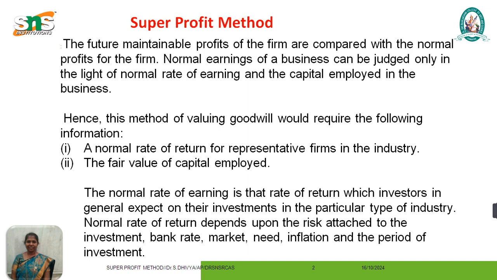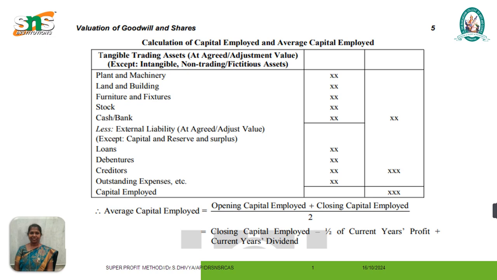So, the meaning of capital employed: this is the format of average capital employed. That is trading assets, plant and machinery, land and building, furniture and fixtures, stock, cash, that is all the assets, and then less external liabilities, that is loan, debentures, creditors, outstanding expenses, giving capital employed. The average capital employed is opening capital employed plus closing capital employed divided by 2. That is, closing capital employed less half of the current year profit plus current year dividend.